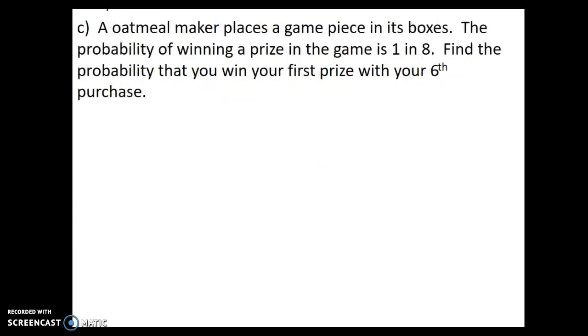For part C, we said, or I said, that this one was a geometric distribution. So we need to think of our formula and figure out P, Q, and X. P is the probability of success, and it says the probability of winning is 1 out of 8. So that means the probability that we don't win is 7 out of 8, the complement. We want to win on our 6th purchase, so X would be 6.